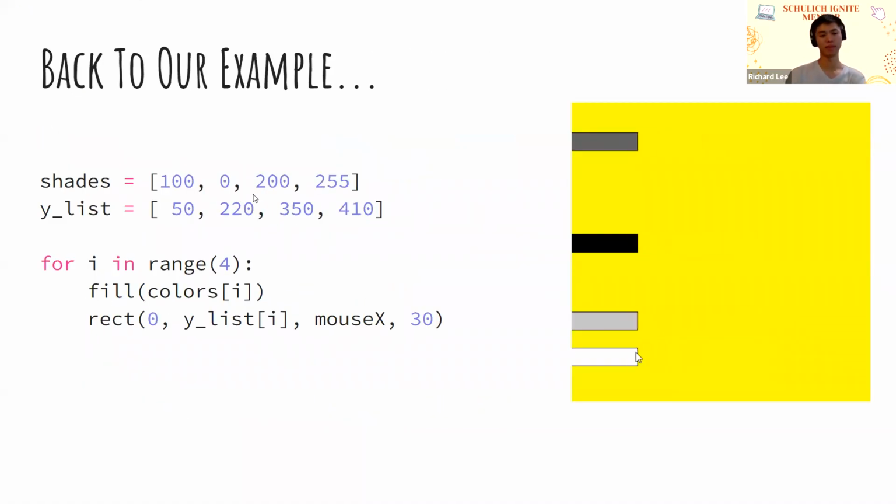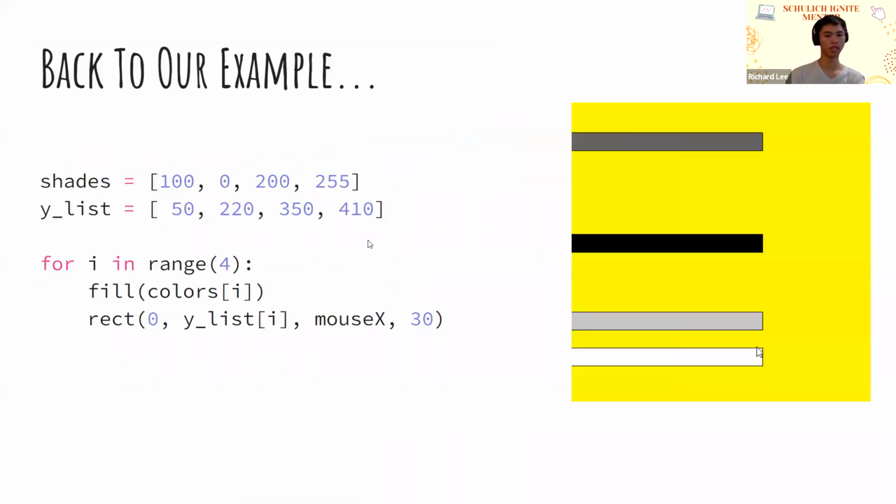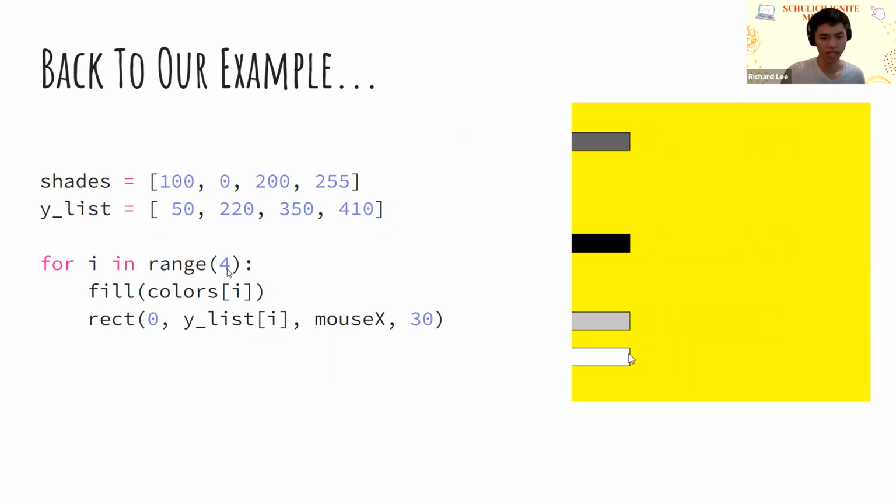Okay, so back to that example now. I think it's finally time to see how we get everything working here. I think you guys might have already got a hint on how to do this, but basically we got a list of our shades for those different grays, and we got a Y coordinate list going on. And we use for i in range of, ooh, why are we using that number 4? That should be length of shades here. But either way, just for this simple example, it should work just fine.